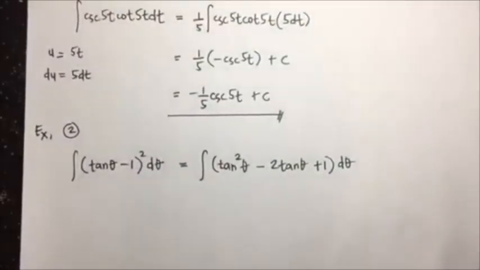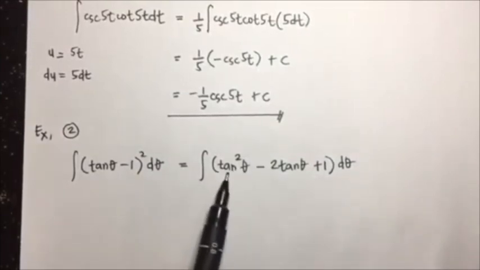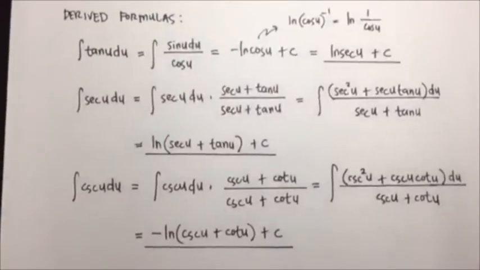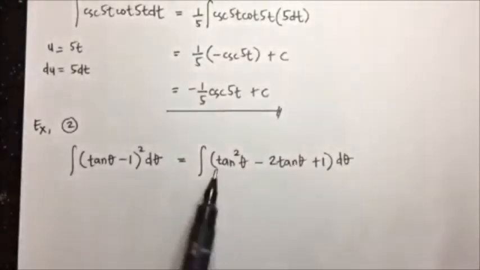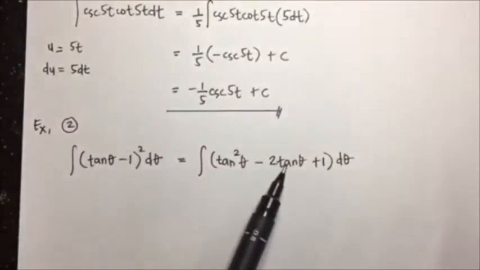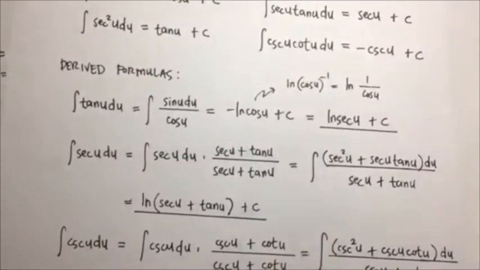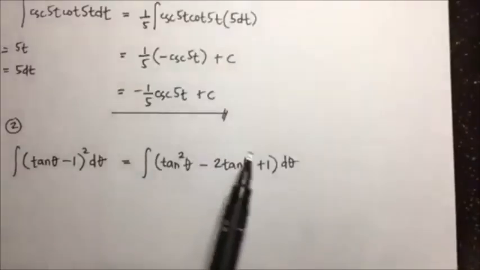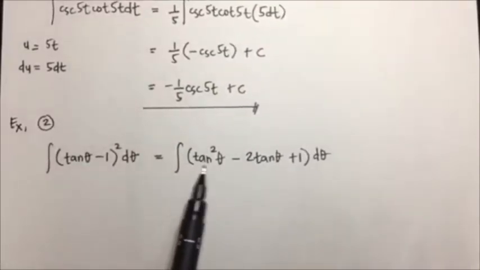So let's inspect the terms to see if we can integrate them. Tangent squared theta, we don't have an integral of tangent squared from the formula, right? So therefore we can't integrate that. For 2 tangent theta, we have the integral of tangent theta under the derived formulas, so it is equal to ln of secant. And the integral of 1 d theta is theta. So our problem here is the tangent squared theta.